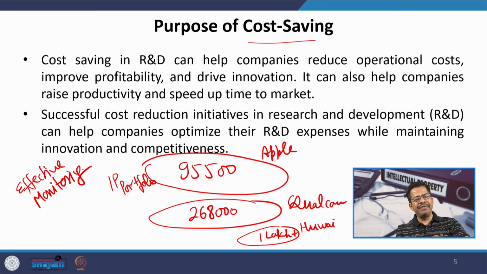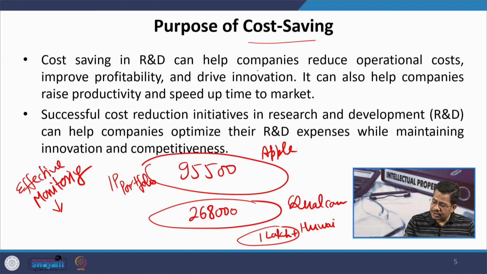Otherwise, when you have such a large portfolio, you may not be aware of what type of IPs are available with me. So, my bigger take here is that the purpose of cost saving is it helps you in effective monitoring, and when you are doing effective monitoring, it will help you in seeing your portfolio more closely. You are aware of what all is under your exclusive rights, and accordingly you will be in a better position to protect your products or protect the interest of your business.